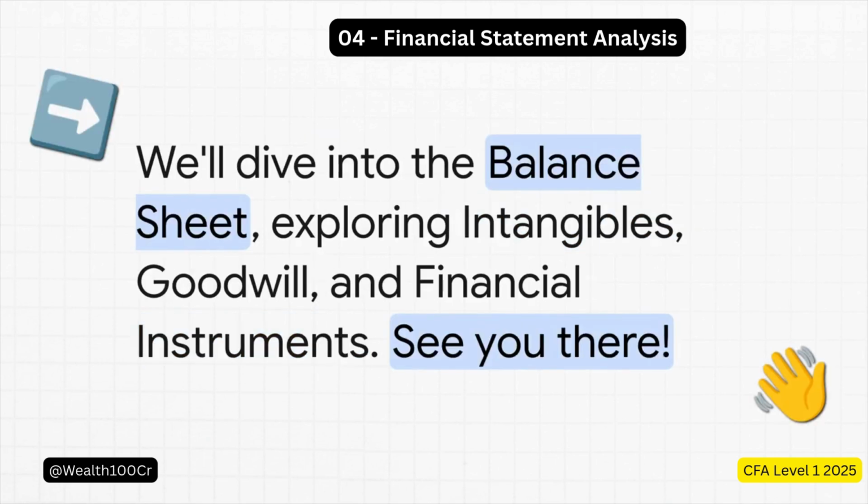And that wraps up Module 5. You now have a fantastic foundation for evaluating income statement performance. We really got to grips with it. Next up in Module 6, we're going to flip the page and shift our focus to the balance sheet, where we'll explore complex topics like intangibles, goodwill, and financial instruments.